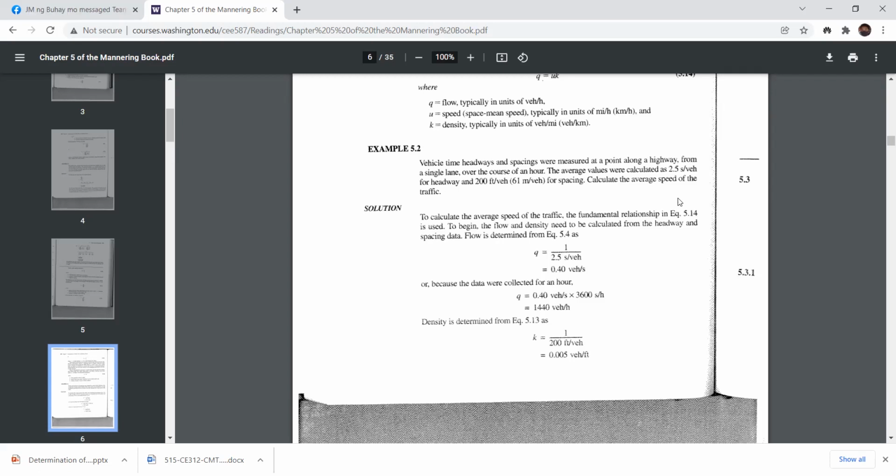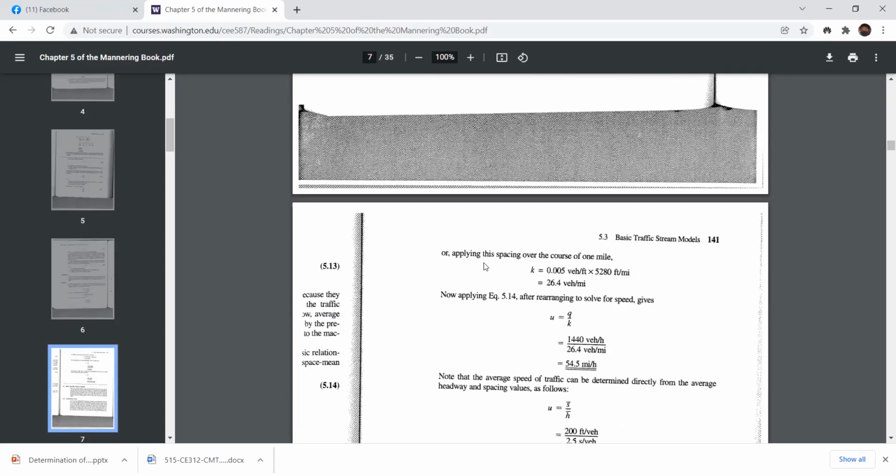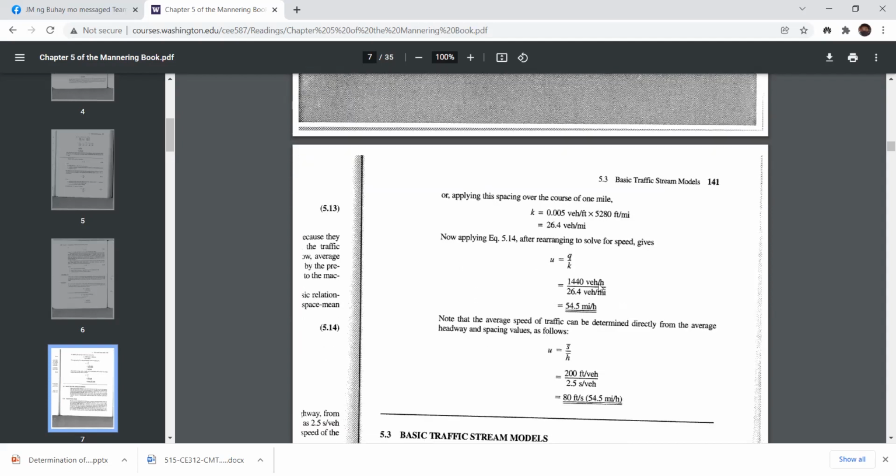The fundamental relationship in use begins with flow and density, which need to be calculated from the headway and spacing data. Flow is determined first. You substitute the H value, since the data were collected for an hour. So we substitute the 2.5 seconds per vehicle, giving 1,440 vehicles per hour for Q, the flow. Applying the spacing over the course of 1 mile, K equals 0.005 vehicles per foot times 5,280 feet per mile, which equals 26.4 vehicles per mile.